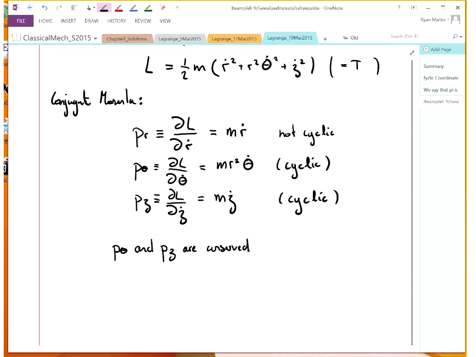Now the p theta quantity is also conserved, but it's clearly not the linear momentum. Can anybody tell what that is? P theta? So looking at the notes? So p_z is easy. It's the linear momentum in z. Well, p theta is the angular momentum. Right?